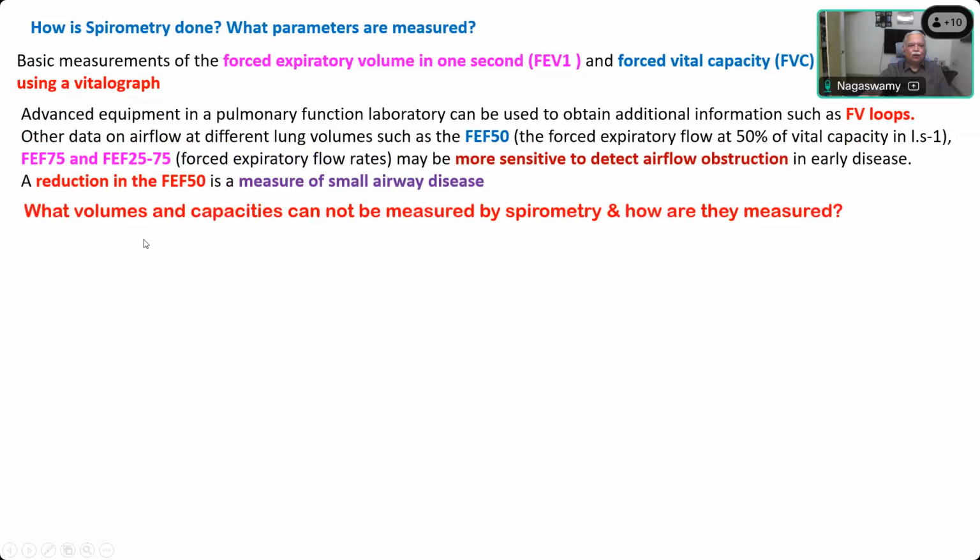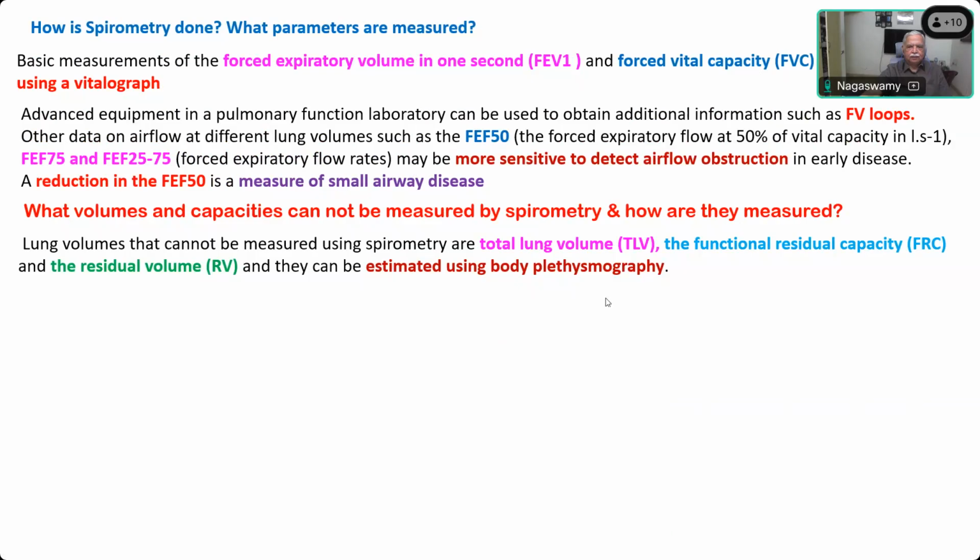So what volumes and capacities cannot be measured by spirometry and how are they measured? Residual volume, total lung capacity, and FRC. These are the three things, because it's a very common question in the exam. They will ask you total lung capacity, functional residual capacity and residual volume are the three parameters which cannot be measured in spirometry. So it has to be done using what is called body plethysmography. That is the equipment that is required.